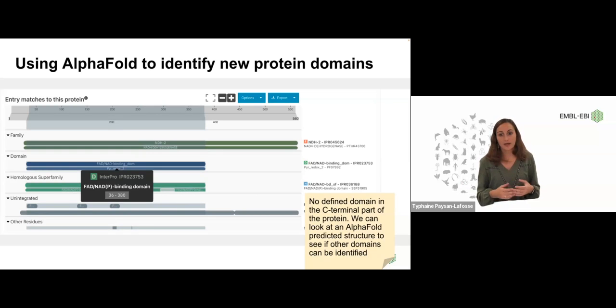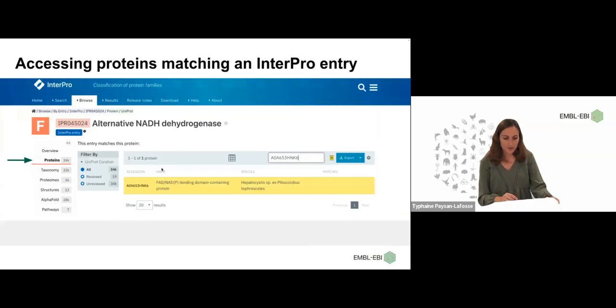So what we have been doing since AlphaFold has been released and all those nice predicted structures have been made for different proteins, is we have used it to see if there are other domains that can be identified using the 3D structure of the protein. So this is what I'm going to show you right now. If we go back to the InterPro entry page and go to the proteins tab, you will have the list of proteins that are matching this particular InterPro entry.